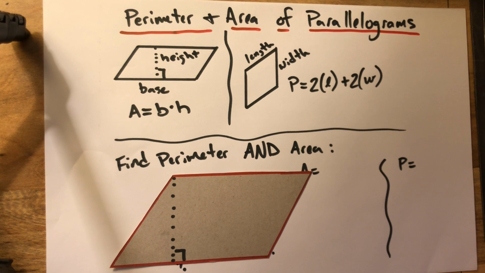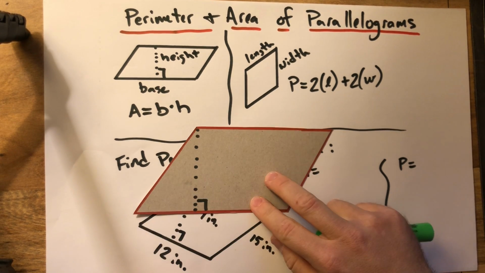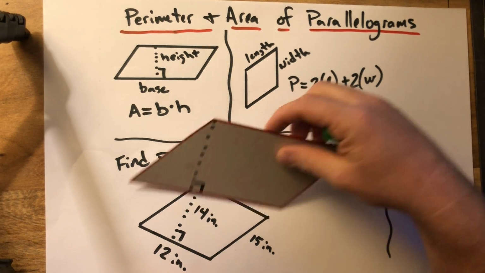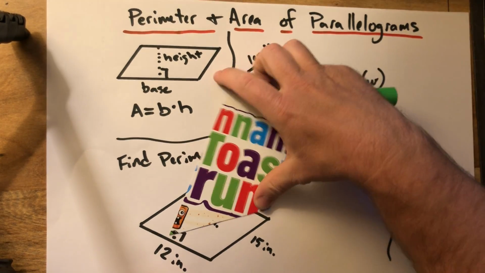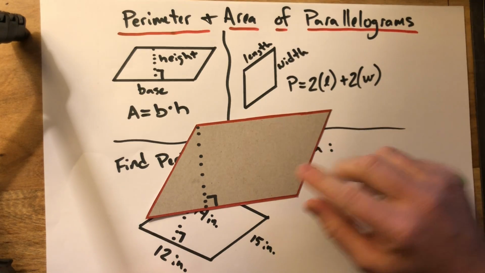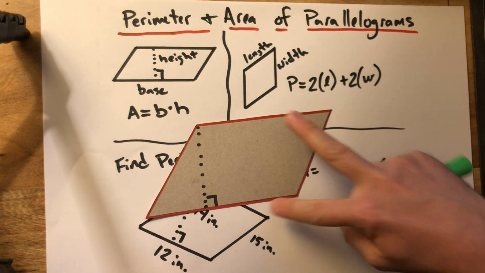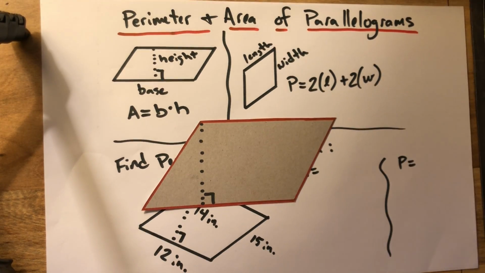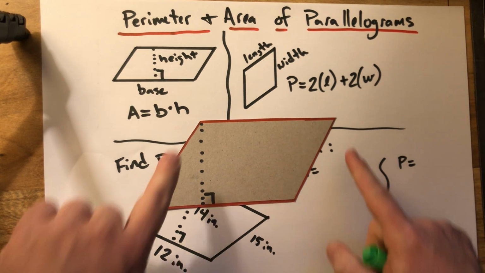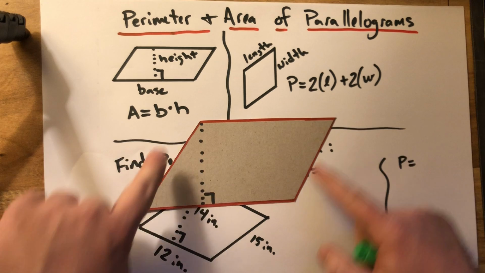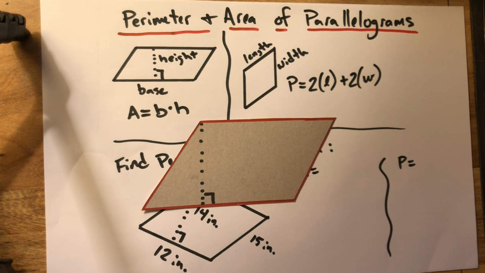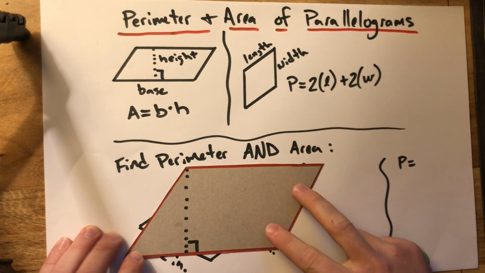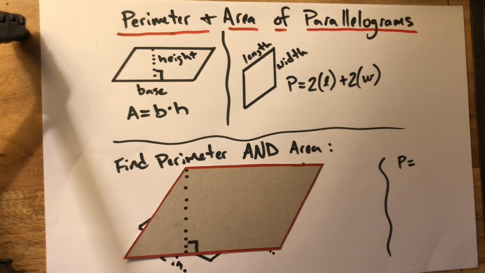In a parallelogram, opposite sides are always parallel. So I have my example here, which was kindly donated by Cinnamon Toast Crunch, no sponsor. The top and bottom sides of the parallelogram would be considered parallel. In the same sense, the left and right sides of the parallelogram are considered parallel. That's one quality that makes a parallelogram.